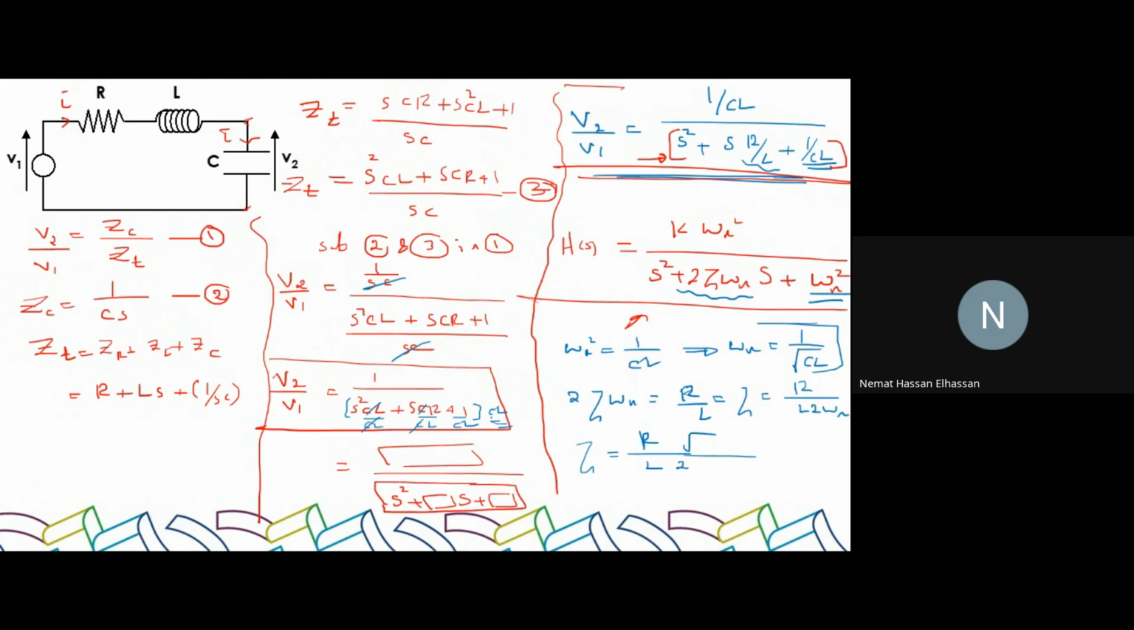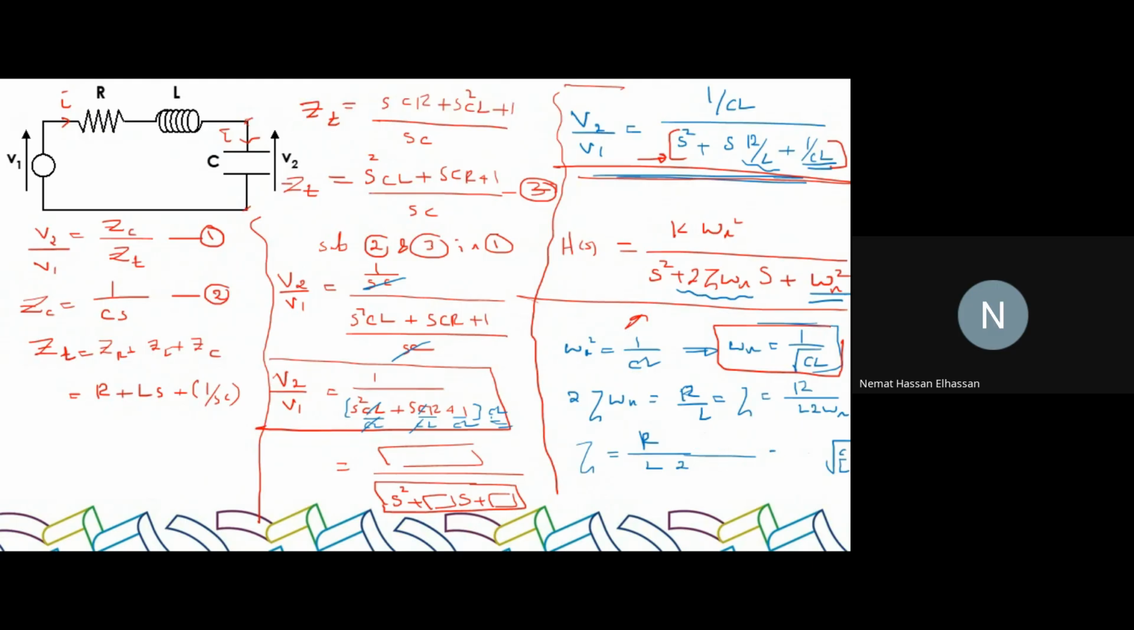multiplying by square root CL, right? Which is equal to R over 2 square root C over L, correct? So we've already established the value for omega n. Let me highlight it here. This is omega n, and this is zeta. What happened to L here?